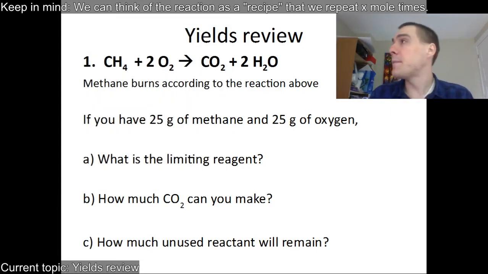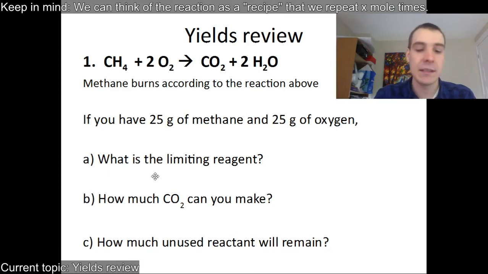So put that away. Here's a question. We have methane burning. CH4 is methane, O2 is oxygen, makes CO2 and H2O. So the question is, if I have 25 grams of methane and 25 grams of oxygen, the first question is, what is the limiting reagent? The second question is, how much CO2 can I make? And the third question is, how much unused reactant, whatever we have left over, whether it's the methane or the oxygen, how much of it will remain in terms of how many grams? So kind of a complicated three-step question here, but let's get started with what is the limiting reagent.